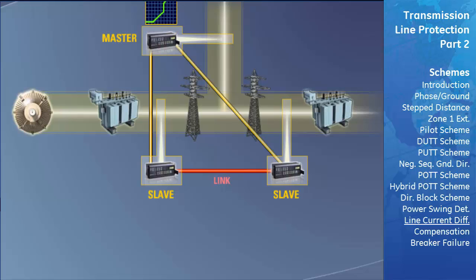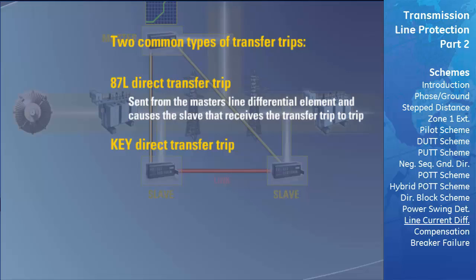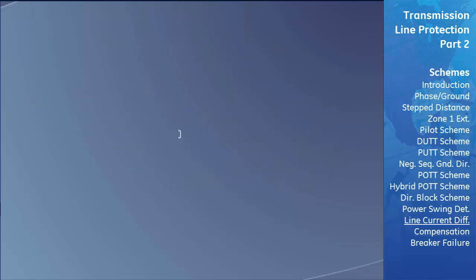The master relay will perform the differential element calculations for its location and both of the slave locations. If a fault occurs, the master will either trip its own breaker and/or send the appropriate signal to one or both of the slave relays to clear the fault. With line current differential relaying, there are two common types of transfer trips that can be sent: the 87L direct transfer trip and the key direct transfer trip. The 87L direct transfer trip is sent from the master's line differential element and causes the slave that receives the transfer trip to trip. The key direct transfer trip is sent by another function such as breaker failure.